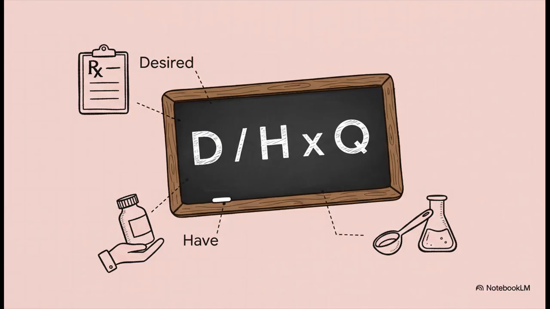And here it is: D over H times Q. I know, it almost looks too simple, doesn't it? But it's not. These 3 little letters are about to become your absolute best friend during MedPass. So, let's break down each one of these ingredients.